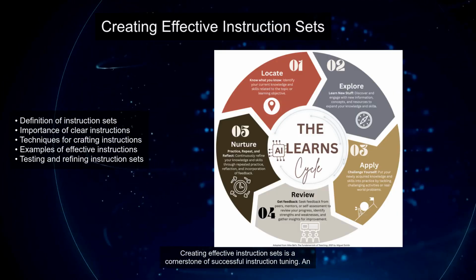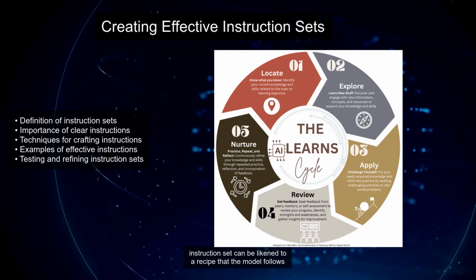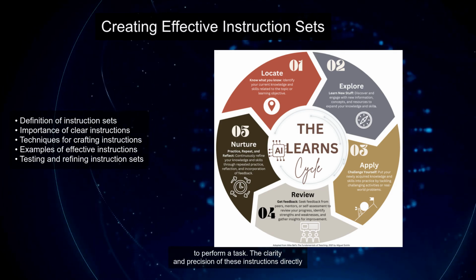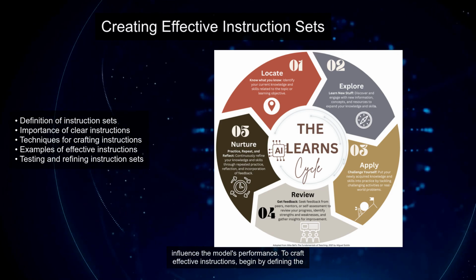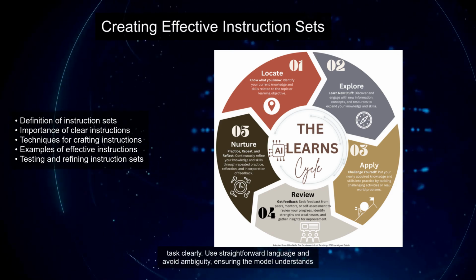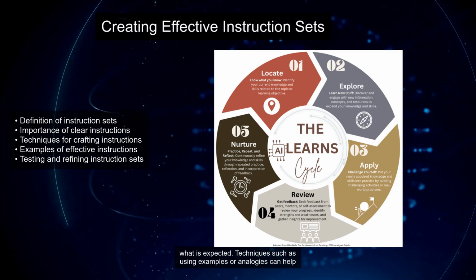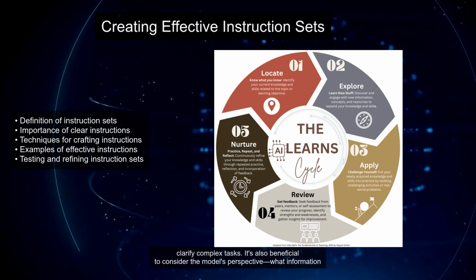Creating effective instruction sets is a cornerstone of successful instruction tuning. An instruction set can be likened to a recipe that the model follows to perform a task. The clarity and precision of these instructions directly influence the model's performance. To craft effective instructions, begin by defining the task clearly. Use straightforward language and avoid ambiguity, ensuring the model understands what is expected. Techniques such as using examples or analogies can help clarify complex tasks.